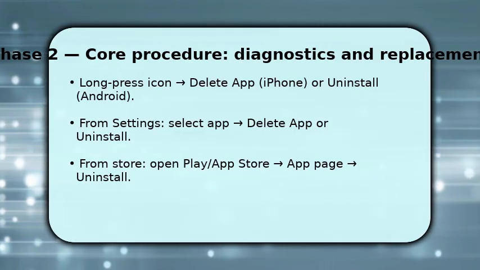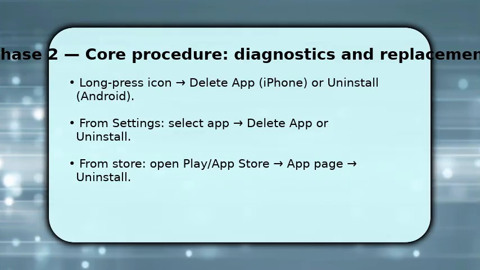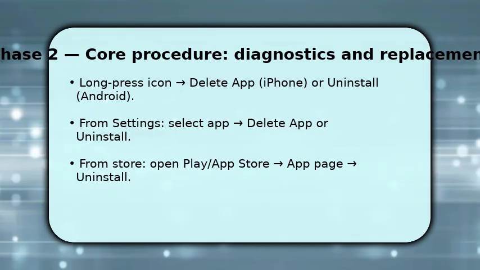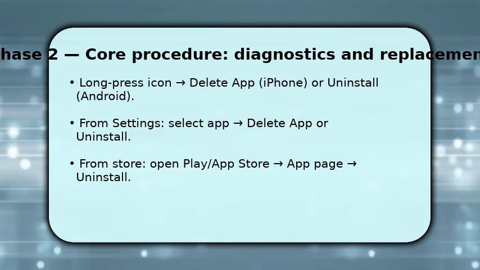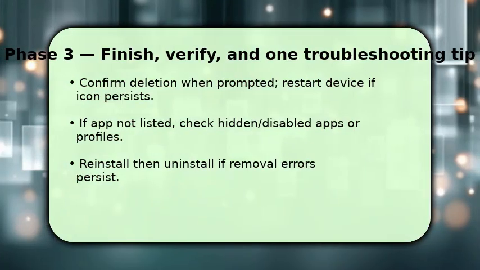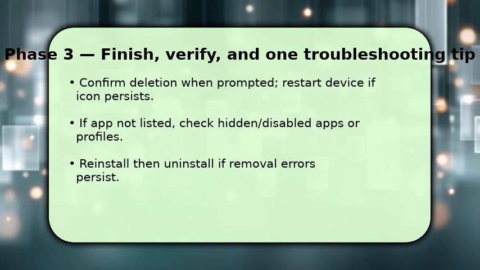You can also open the apps page in the Play Store or App Store and hit Uninstall or Delete there. That confirms dependency. Finish by confirming the deletion when the system asks. You should see freed storage space immediately.